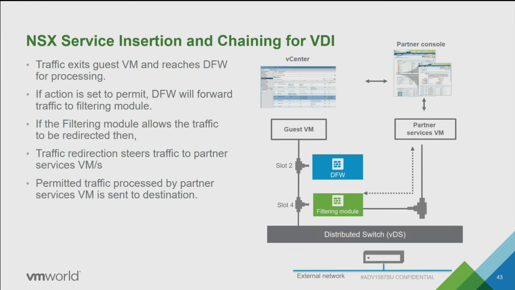Whether it's a next generation firewall or IDS or IPS through the network extensibility capability, or guest introspection that allows for agentless AV, this allows for chaining of services and then tying that back into the security policy model that is now exposed by NSX.